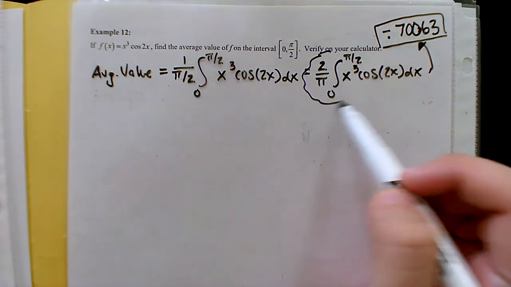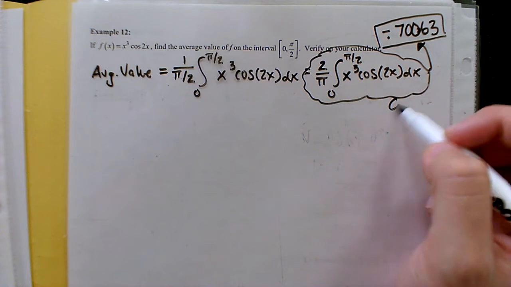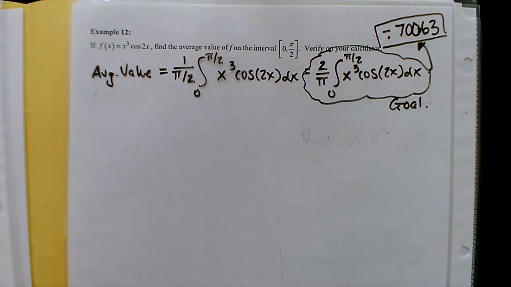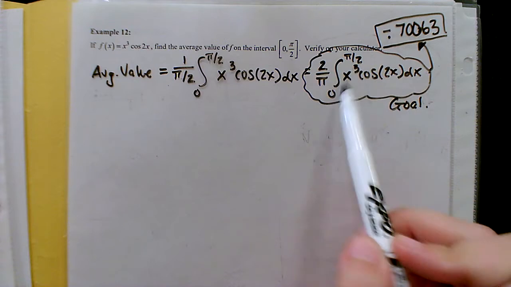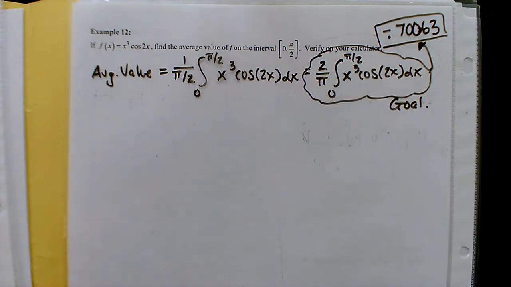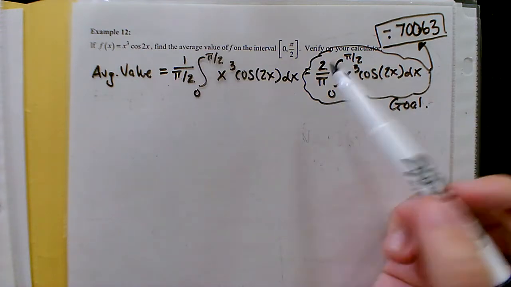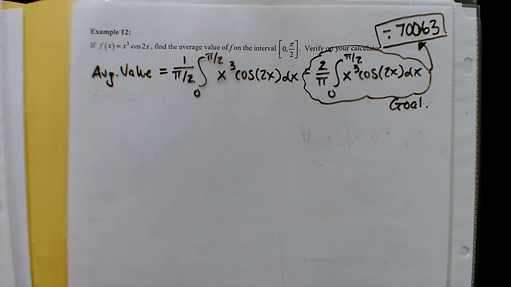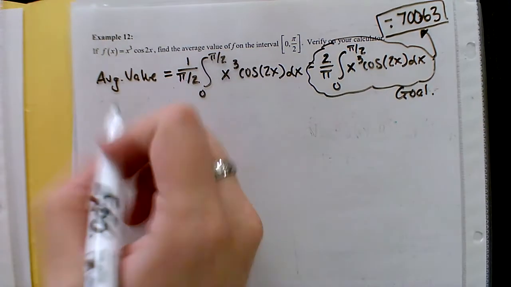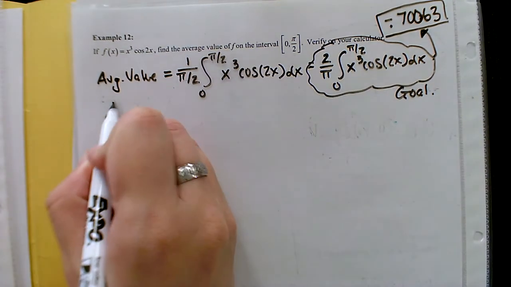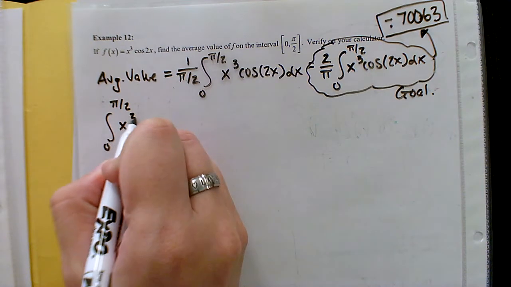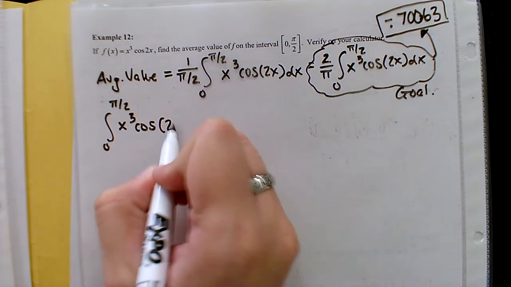Let's not lose sight that this is our goal that we're trying to calculate. Let's focus on the integral portion first, and then once we have that integral value, we'll simply multiply by 2 over pi. So instead of carrying this 2 over pi through our integration process, we'll just bring it in at the end. So let's focus on the integral from 0 to pi over 2 of this f of x function.